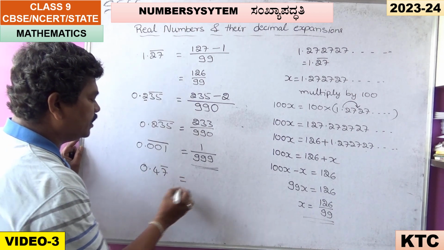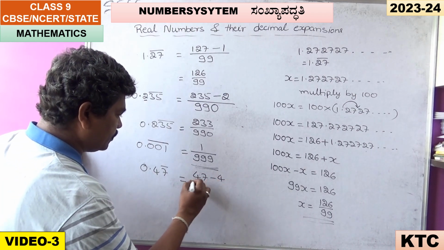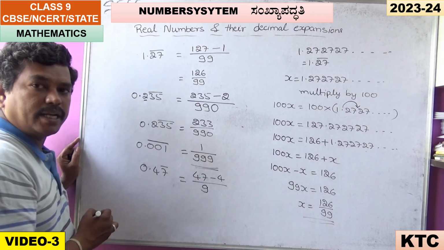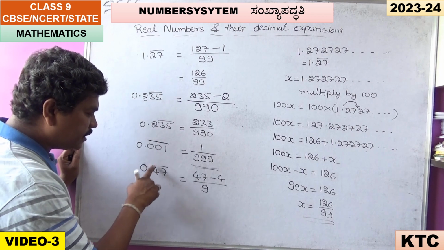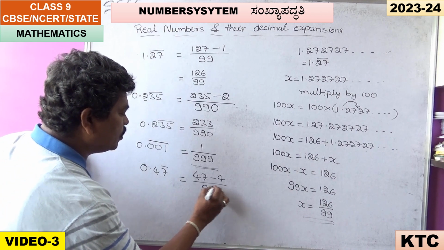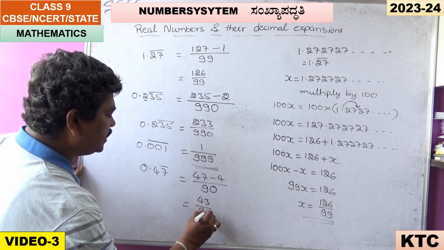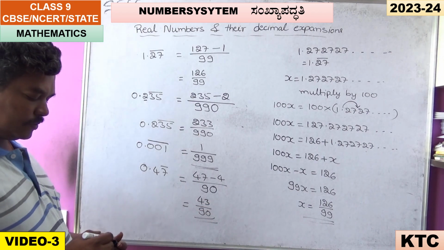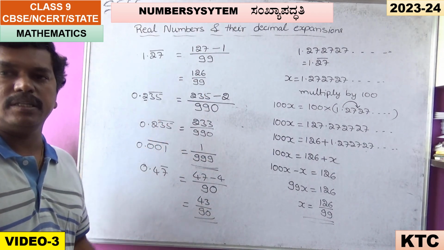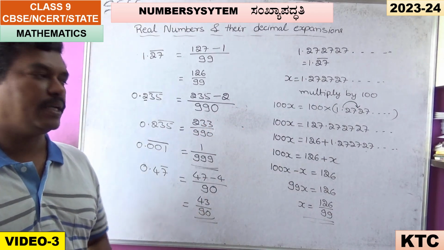So how can I write this one? You take 47 minus 4, divided by how many digits are inside the bar? Only 1, so you put only 9. There is one digit before the bar, after the decimal point there is 4, so you put 10 here. That means 47 minus 4, 43, divided by 90. So this is the rational number. This is the shortest method for competitive exams. In competitive exams, if they ask, this is a very easy method to write. This is the expansion form. There is a possibility that you can use both.